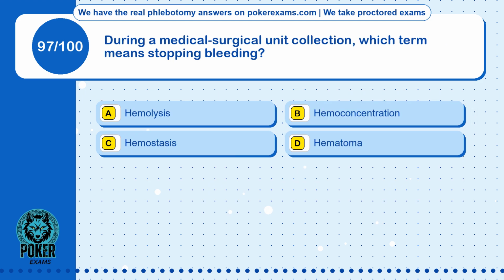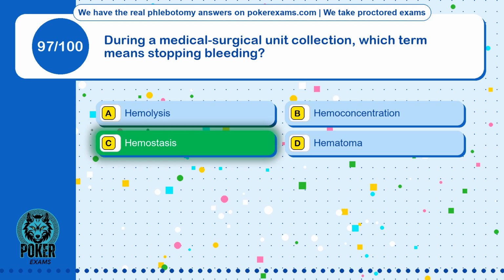Question 97. During a medical surgical unit collection, which term means stopping bleeding? Option A. Hemolysis. Option B. Hemoconcentration. Option C. Hemostasis. Option D. Hematoma. The correct answer is option C. Hemostasis.